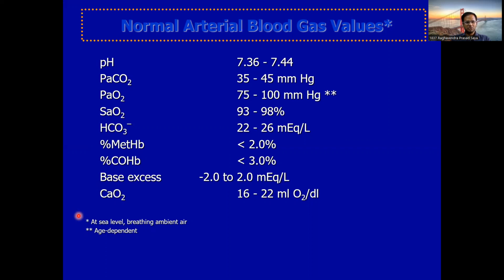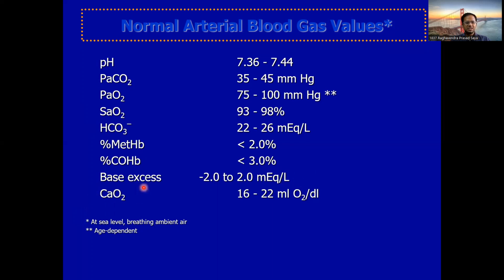So base excess, we should know about this base excess. Base excess is defined as the amount of the acid or the alkali which has to be added to the solution or blood to bring back the pH to 7.4 at a PCO2 of 40 millimeter of mercury. If it is minus, you call it a base deficit. If it is a plus, you call it base excess.